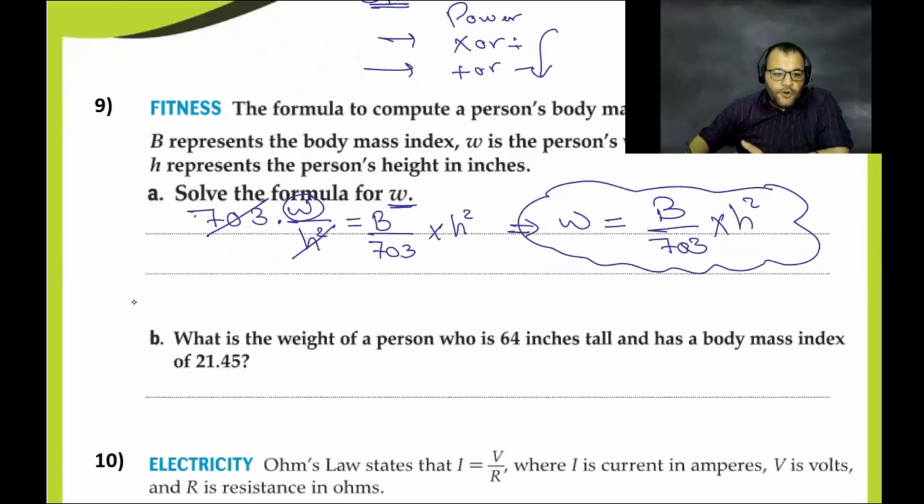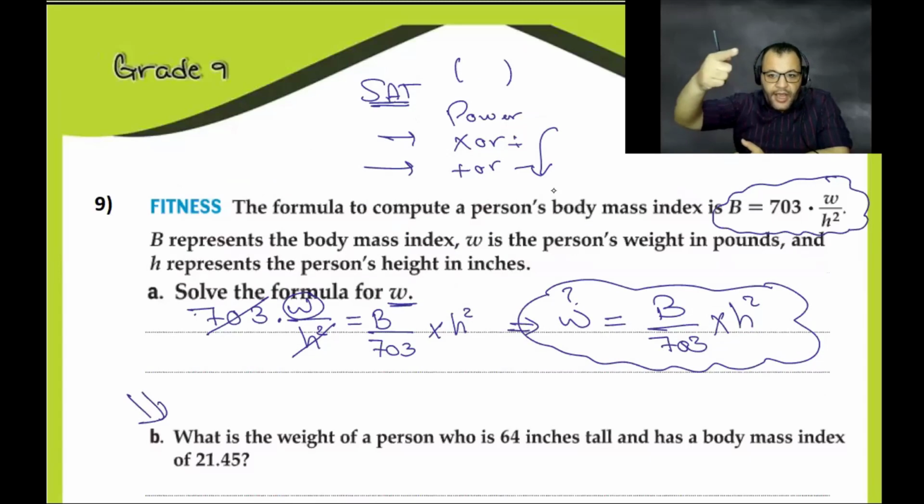Easy. Number B: what is the weight? Now I'm asking. Because of that, I said the two questions, A and B, are related to each other. So if you solve A right, you will solve B right.